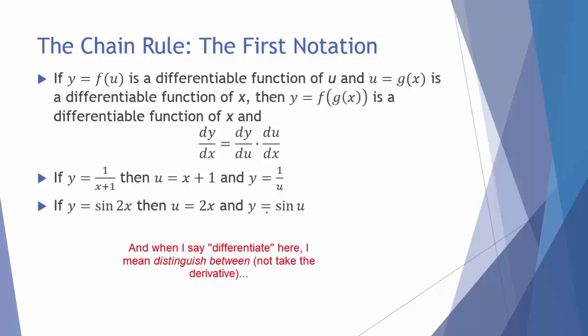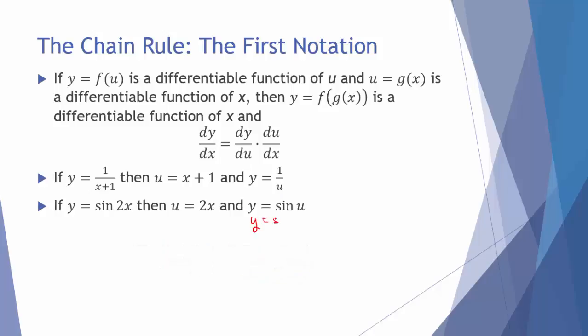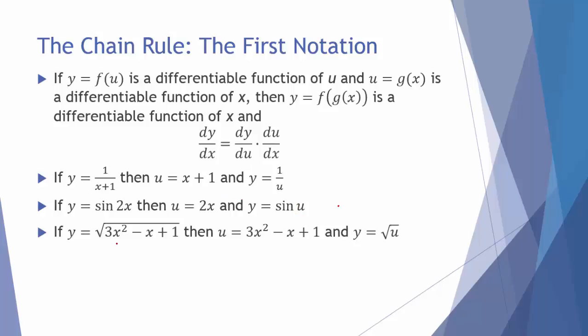But if you say u equals 2x, you can't then say y equals sine x, because it doesn't. It's sine of 2x. So you have to basically use what's called a dummy variable inside this function to indicate it doesn't have x's in it. It's got this entire function in it. If you have a function y equals the square root of 3x squared minus x plus 1, then u, your inside function, is what's under your radical. It's 3x squared minus x plus 1. And y is the square root of that inside function.